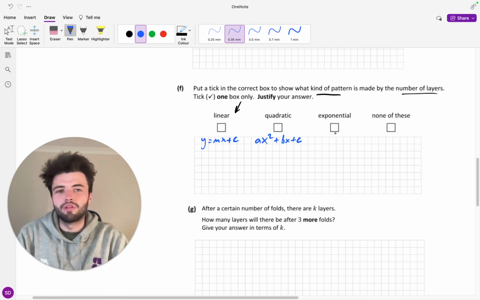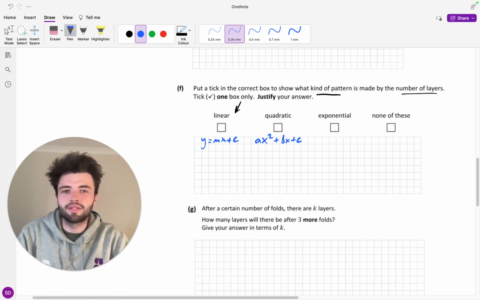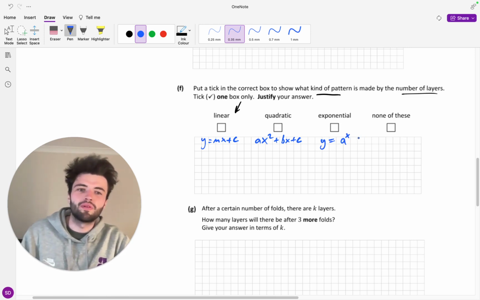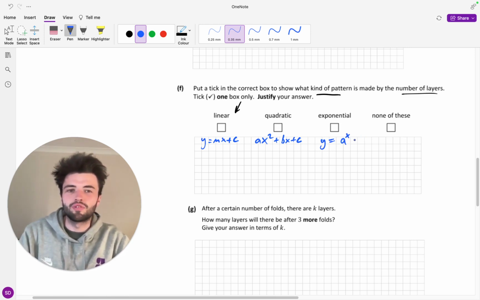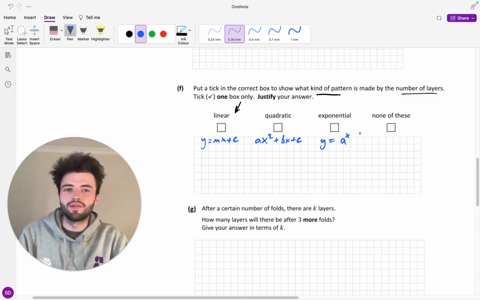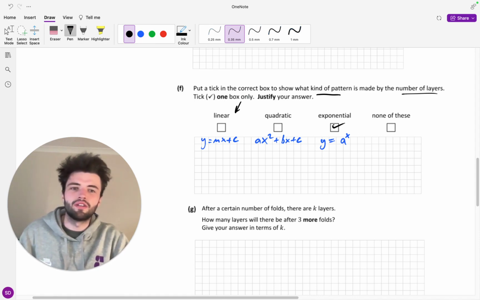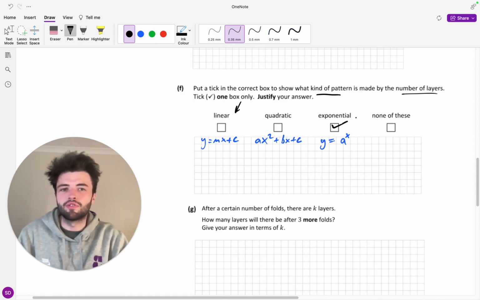And then when we come to exponential, we realize that actually this is going to be it, because an exponential function is always in the form y is equal to a to the x, where a is just some number and x is actually what our function is increasing in, and so this is going to be an exponential. And so we just tick that box, and that's kind of a test of knowledge on do we know the different types of functions and how to spot them.